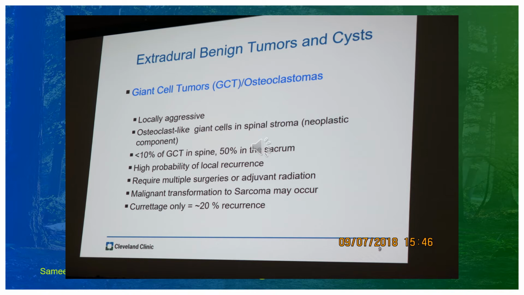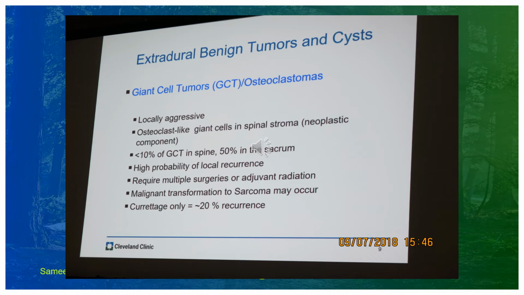So less than 10% of giant cell tumors occur in the spine. 50% of giant cell tumors of the spine occur in the sacrum. They have a high probability of local recurrence. They are locally aggressive and associated with a high rate of local recurrence. They require multiple surgeries or adjuvant radiation. It can transform into sarcoma.